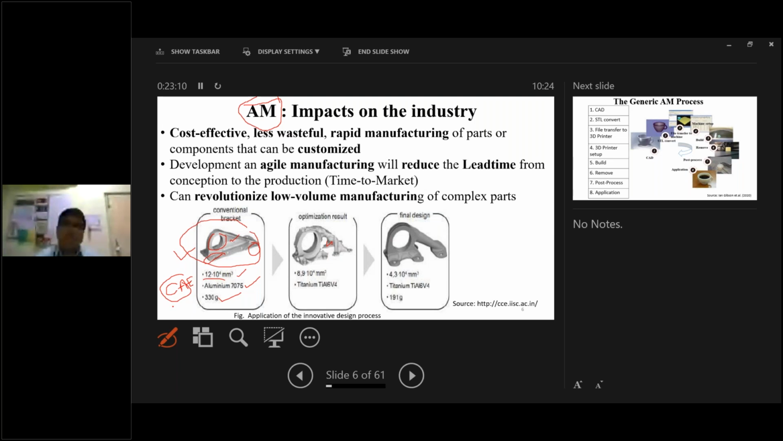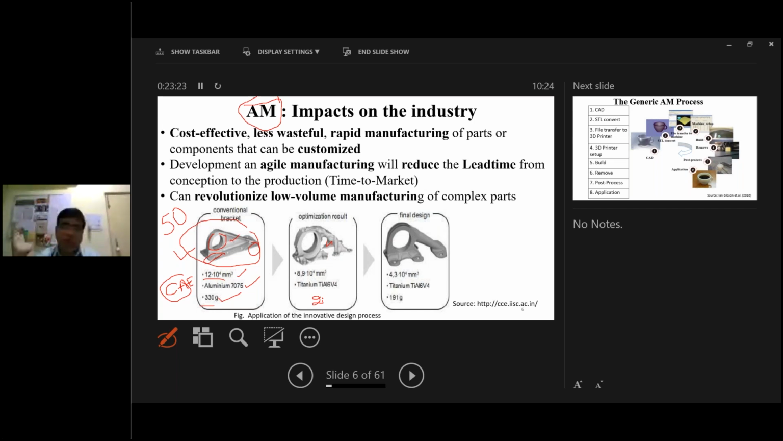That can reduce the lead time to market, and it can revolutionize low volume manufacturing, because I need to go for a customized product. Say I have a car which has lots of components. Suddenly I find that one component has gone wrong. If I have the design, I can quickly print and use it, right?